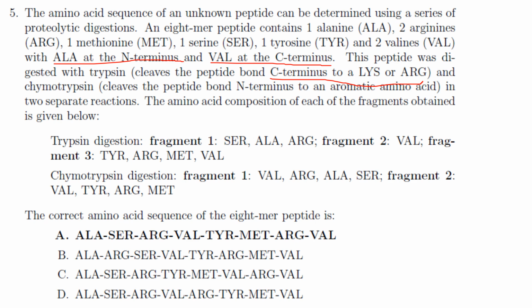Among these amino acids, only one is aromatic, that is tyrosine. All the others are not aromatic. So the amino acid composition of each of the fragments obtained is given below. This is the trypsin digestion fragment, this is the chymotrypsin digestion fragment, and we need the correct amino acid sequence. Now such kind of questions you have to practice a lot. Only then you will be able to do it. Okay.